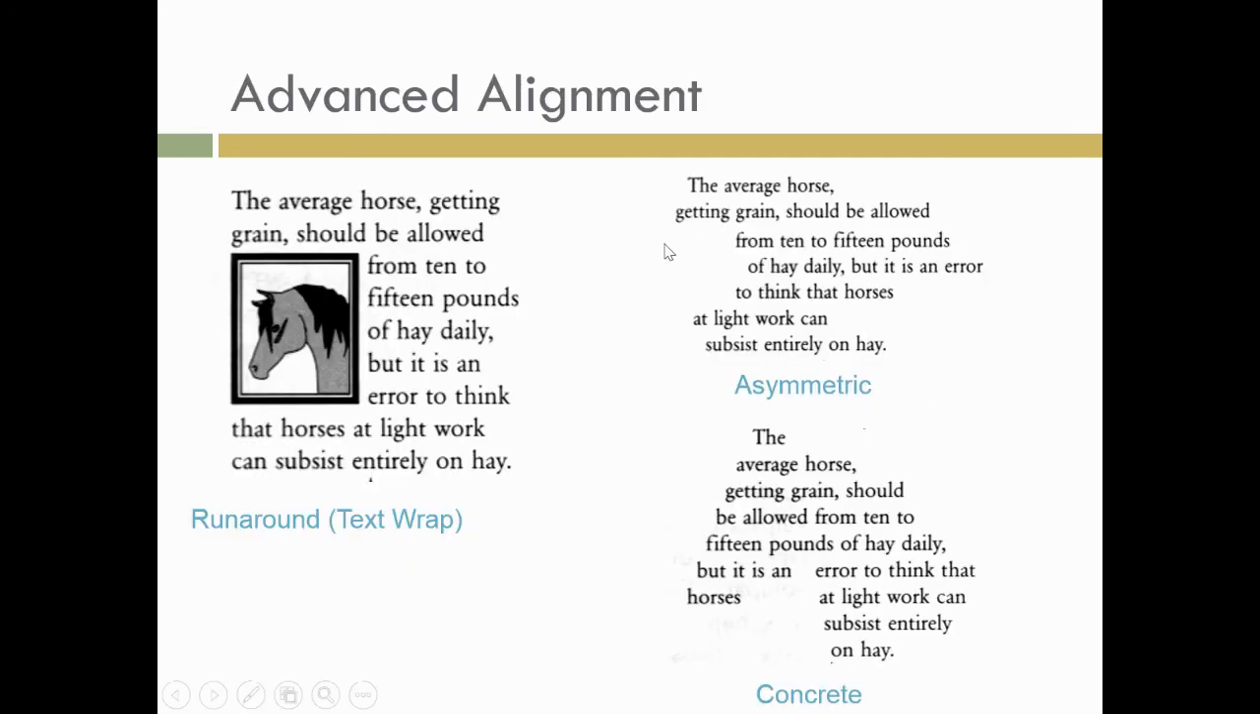Some other alignment, there's text wrap, also known as runaround. You've got asymmetric, where it's a little bit more balanced. This one's one of the trickier ones to work with. And you don't see this one too much. I don't really like this one myself very much. I find it very difficult to work with. It's this idea of concrete. It's the idea of trying to create a frame that looks like a photo. Now on here, there's a horse. There's the word horse. This is supposed to be the outline of a horse. Yeah, like I said, not my favorite.